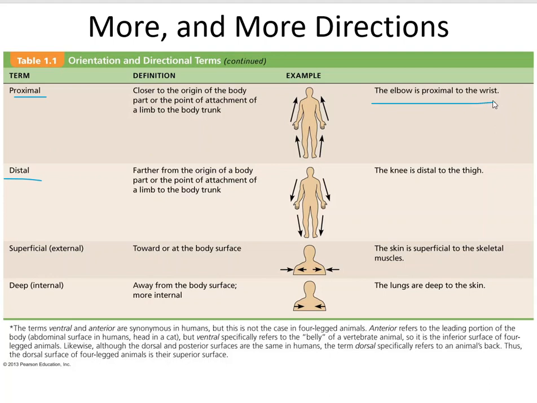So how would I say that? What am I saying basically in the proximal and distal? I'm saying something is closer to the torso than something else. Everyone knows that your elbow is closer to your body than the wrist is. The wrist is further away. Proximal just means closer. The elbow is proximal to the wrist. Distal means further away. The knee is distal to the thigh. The knee is further away from the torso than the thigh.